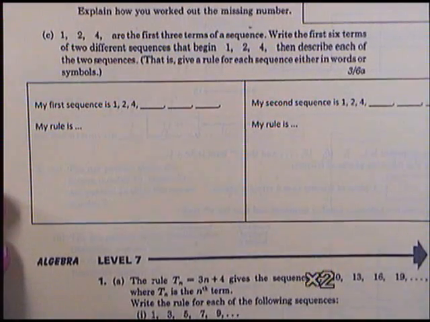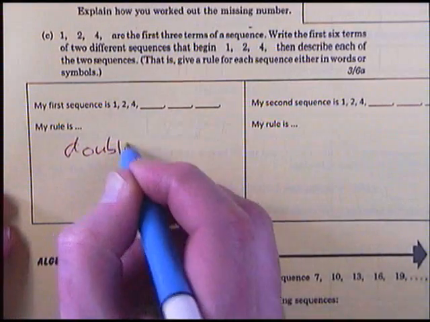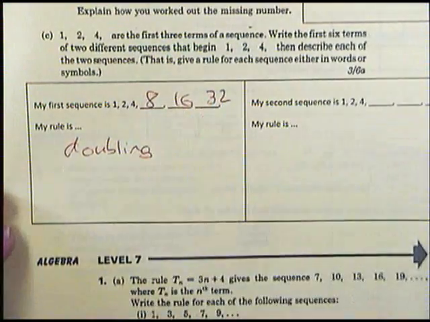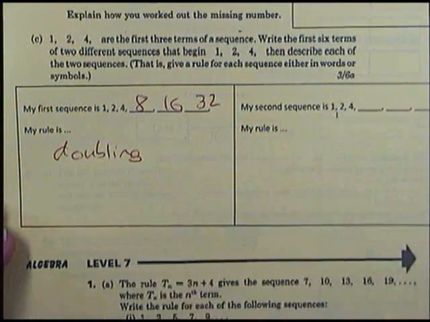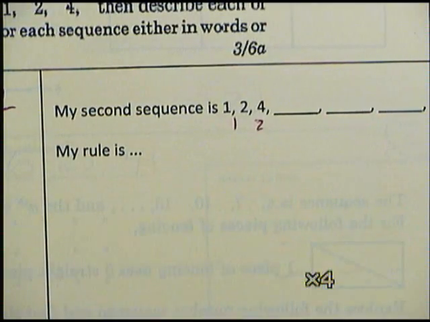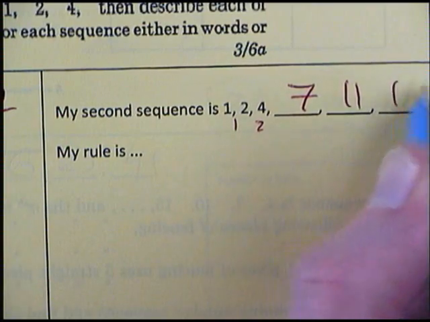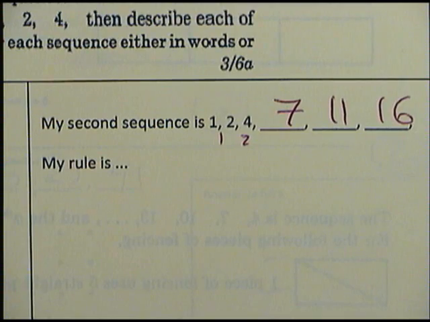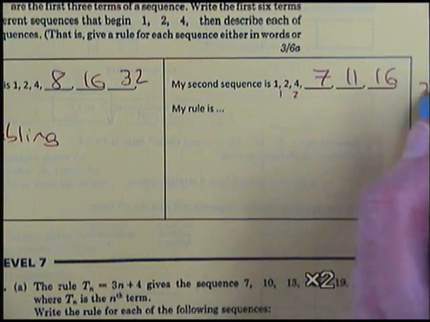In part C, there are various different things you can have. If your reason is doubling, they will go 8, 16, 32. If your reason is you added on 1 between the first numbers, and you added on 2 between the next ones, and then you would add on 3, then 4, then 5, you get 7, 11 and 16. There are 3 marks for each bit here, so there's 6 marks there altogether.